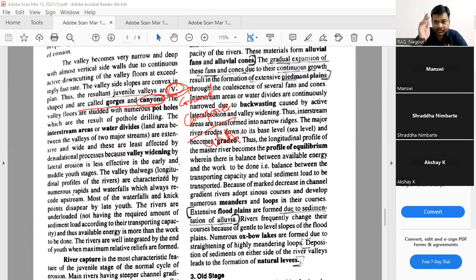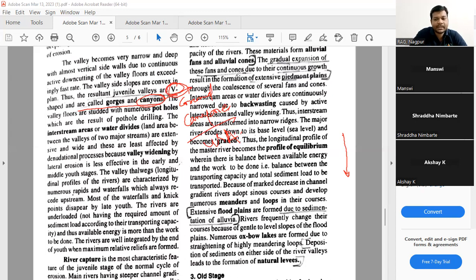When there is the youth stage, that is the initial stage, there is valley deepening. So valley deepening is associated with the youth stage of river valley development.